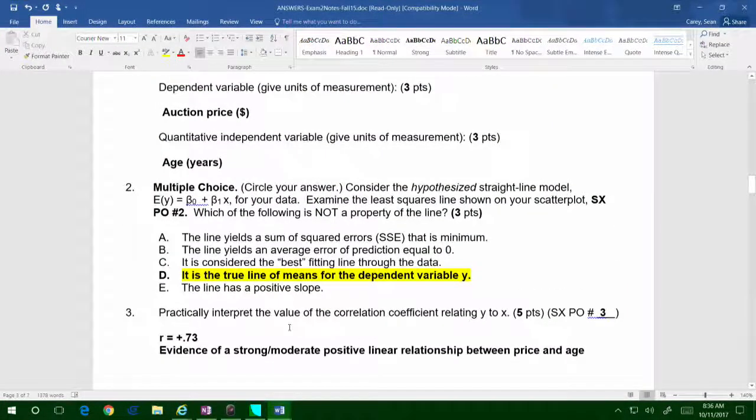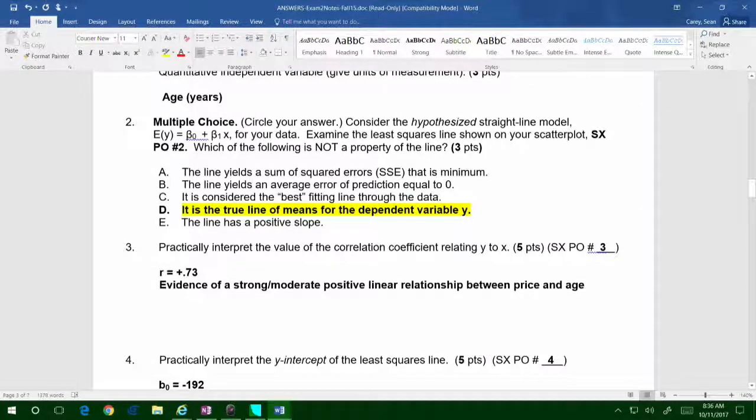Okay, now we get to the multiple choice. Second question. Consider the hypothesized straight line model. Okay, doing simple linear regression. All right, good. We know we're doing that. And we're going to look at the least squares line shown on the scatter plot printout number 2. So you're going to go back and look at your printout number 2 and that line that's shown on there. I've showed it to you earlier. I'm not going to show it again. And it says, which of the following is not a property of the line? Not a property of the line.